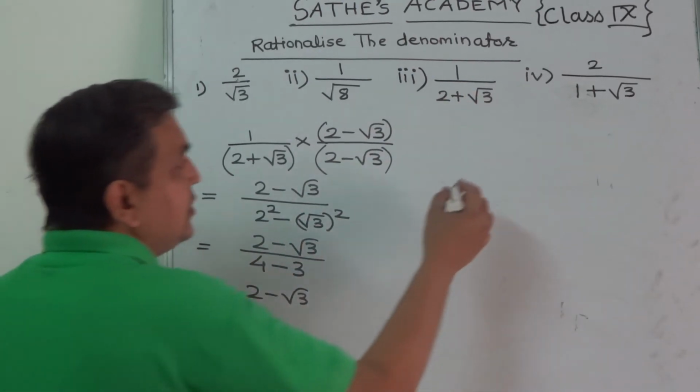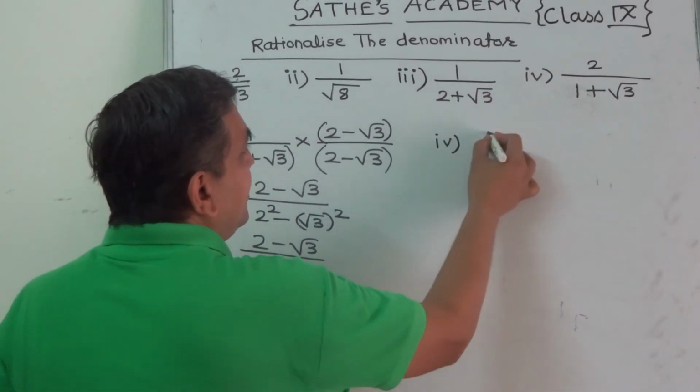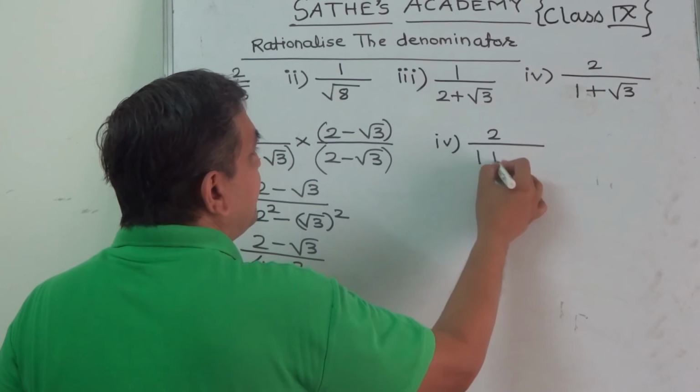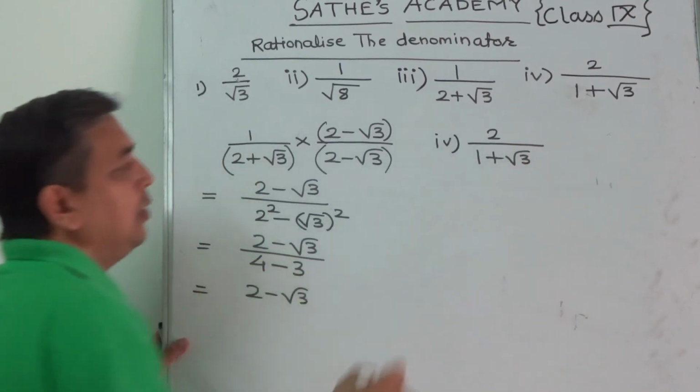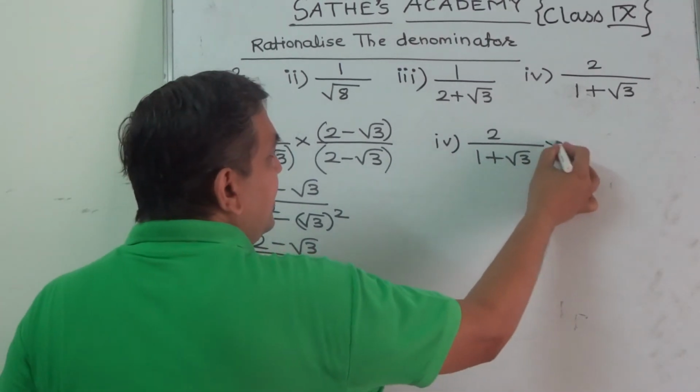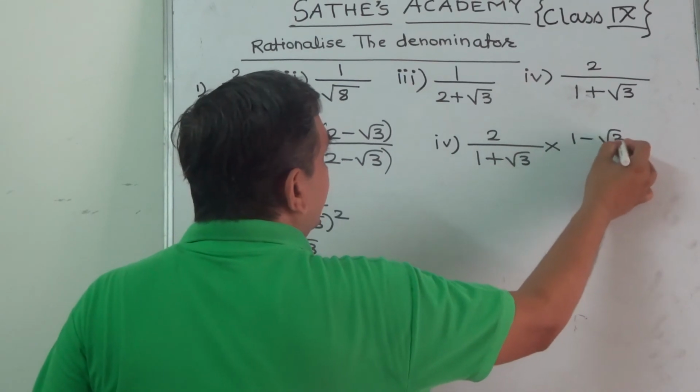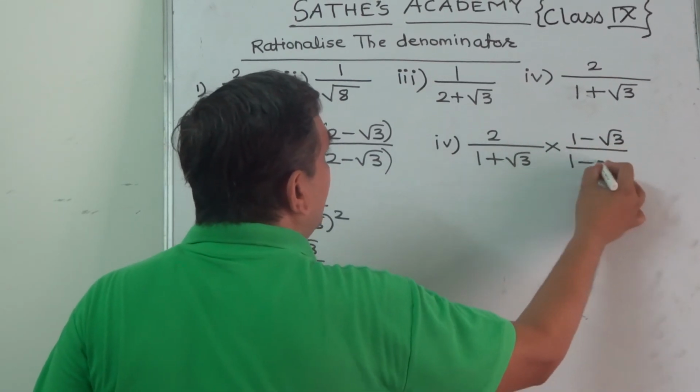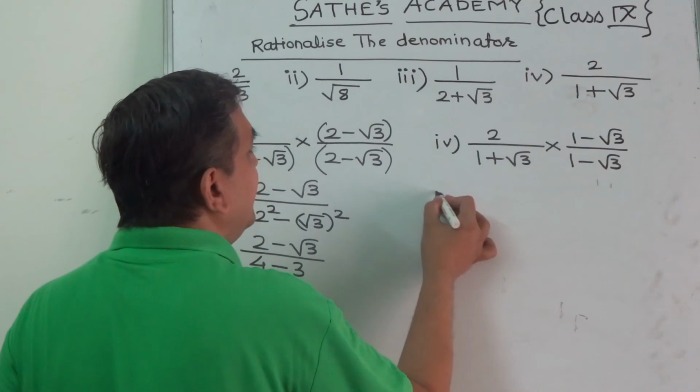We go through the next question, the fourth. 2 upon 1 plus root 3. The conjugate of the denominator will be 1 minus root 3. So multiply numerator and denominator by 1 minus root 3.